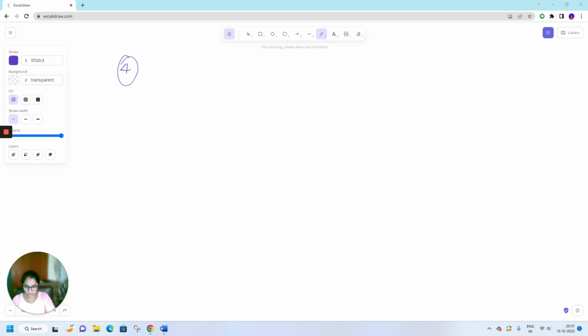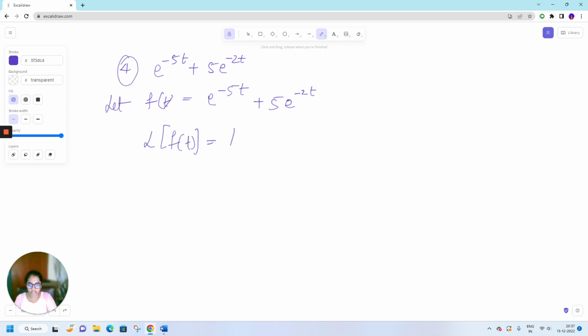Yes, so the next question is e power minus 5t plus 5 e power minus 2t. What is the Laplace of this? So first let f of t be equal to e power minus 5t plus 5 e power minus 2t. Now what is Laplace of f of t? Yes, Laplace of e power minus 5t plus 5 Laplace of e power minus 2t.